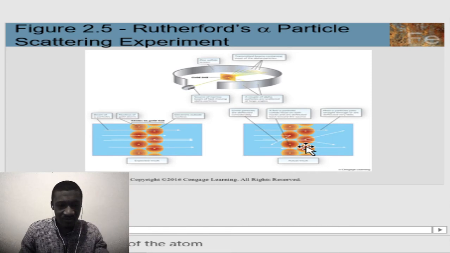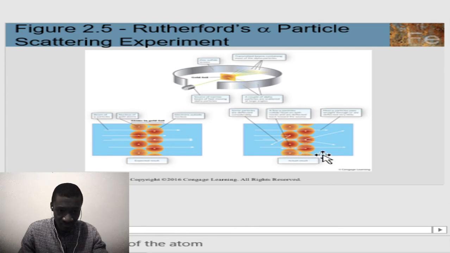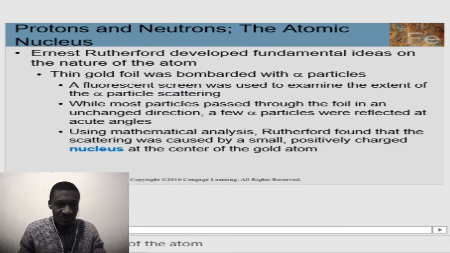Some of you might not even bother, but in reality, it's the neutrons and the protons at the center that were causing the whole bounce, or the whole deflection, to happen. In fact, some of them even go backwards, they just hit and move straight backwards. So that was his experiment. Let's just walk through. The fluorescence was basically used to examine the extent of the scatter. So what was happening is a scatter, a deflection, and it would involve using mathematical analysis, and then he concludes that the nucleus is actually positively charged.